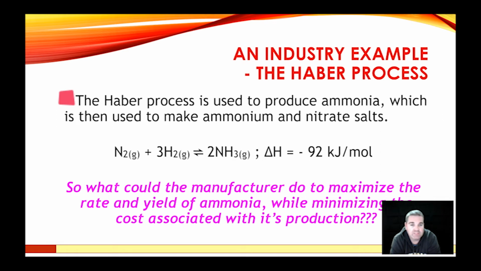So straight away when you see a reaction equation like this, you should be starting to think about things that will impact on it. An increase in temperature favours an endothermic reaction, so that will obviously have a play here. You need to think about the number of gaseous moles on each side and how that will impact it as well. So the question is, what could the manufacturer do to maximise the rate and yield of ammonia while minimising the cost associated with its production?